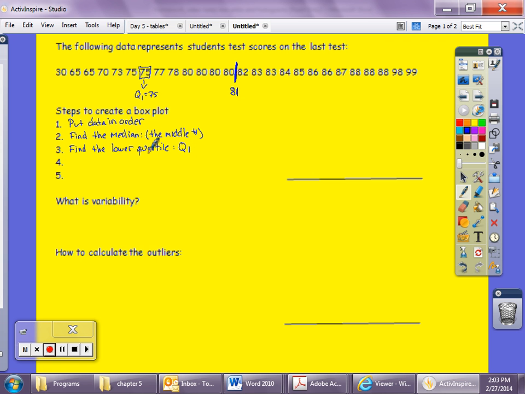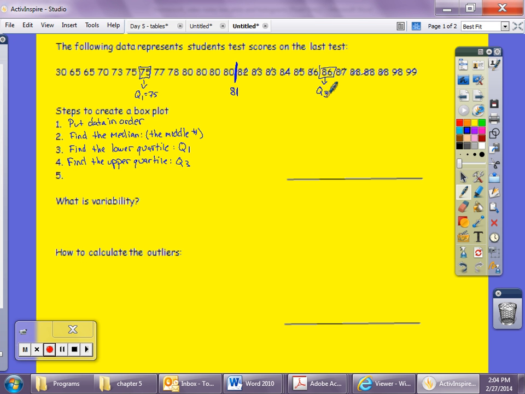After we find the lower quartile, we want to find the upper quartile, which is Q3, and that's the median of the upper half. So we can cross these numbers off, and so on and so forth, until we get to that middle number, which is 86. Or you can say there's 13 numbers, so half of it will be 6, and 6 with 1 number in the middle. So 86 is going to be the upper quartile, which is Q3.